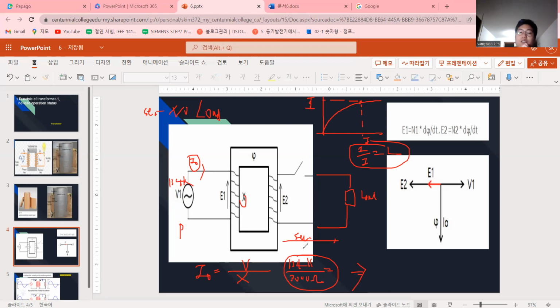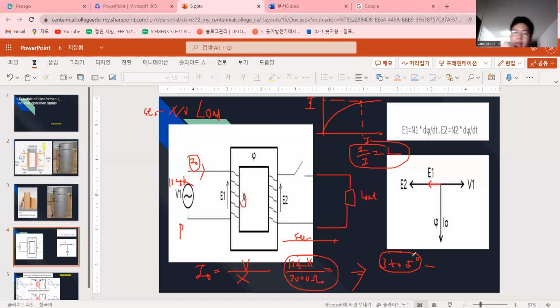So yeah, this is really small. There's a rated current, right? So it's going to be 3 to 5% of the magnitude of the rated current. You know what I mean? The steady-state current. You know what I mean?